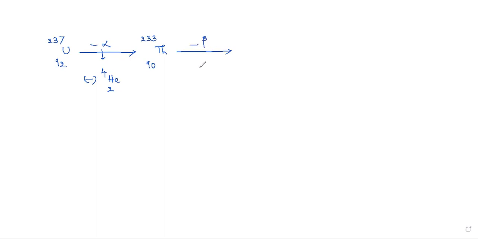Now, when this emits a beta particle, I told you very clearly that beta is a fast moving electron. I told you this yesterday itself, but this electron, remember, is not the one that is revolving around the nucleus. It is the one that has come from a neutron after disintegration. Remember, it is not an extranuclear electron. Now, look at this: 90 minus of minus 1 is nothing but 91. 233 minus 0 is nothing but 233 only. So that is protactinium. Pa is protactinium.